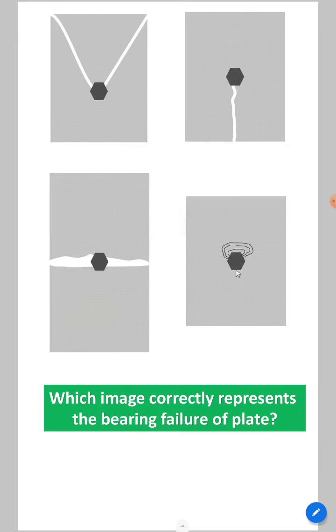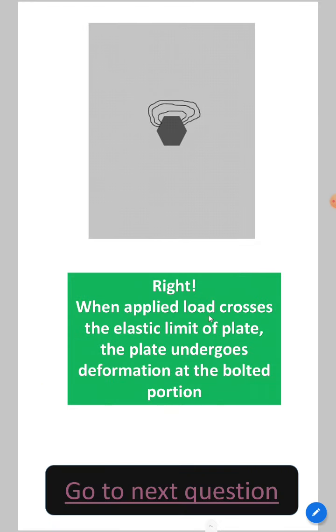Let's try to click this one. All right, yes. When applied load crosses the elastic limit of the plate, the plate undergoes deformation at the bolted portion. See the deformation, the layer formation, the kind of elastic deformation, inelastic deformation, permanent deformation that has taken place at this bolted portion, because the applied load has crossed the elastic limit of the plate. Beyond the elastic limit the deformation is permanent. Okay, let's go to the next question.